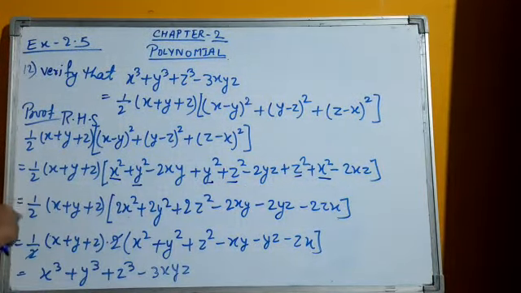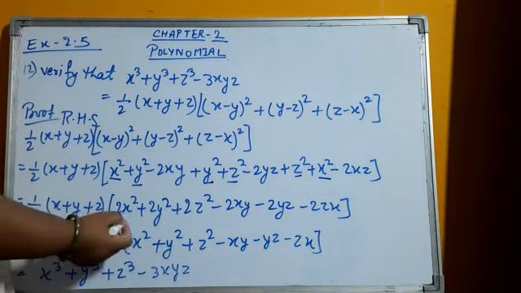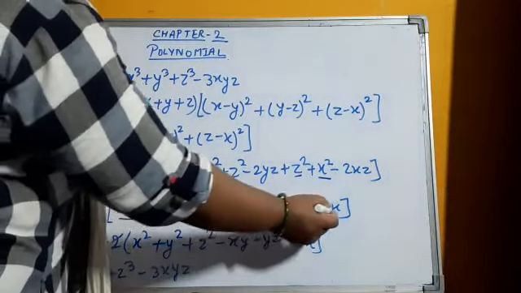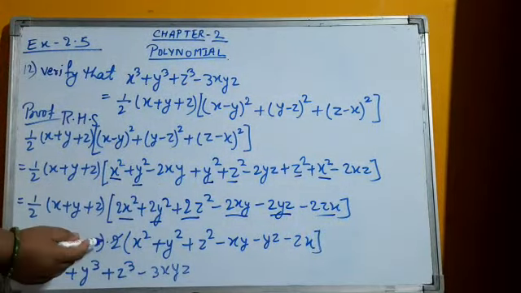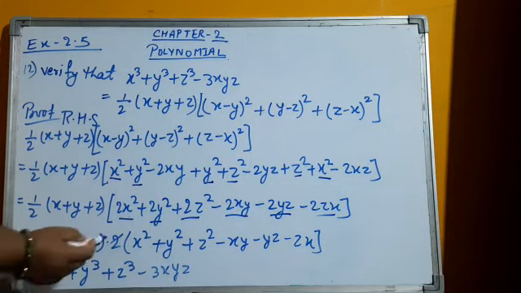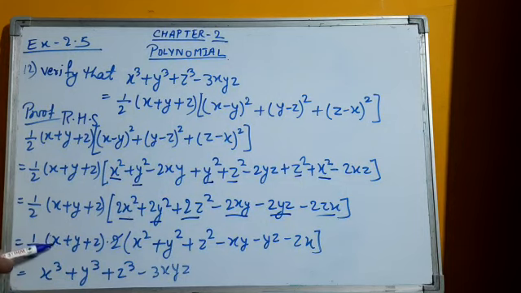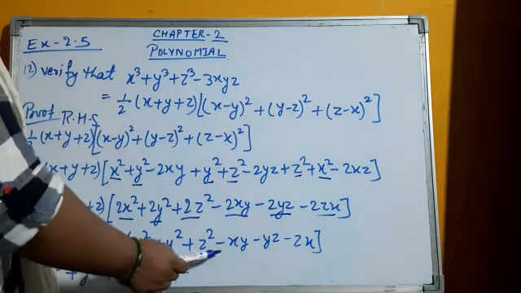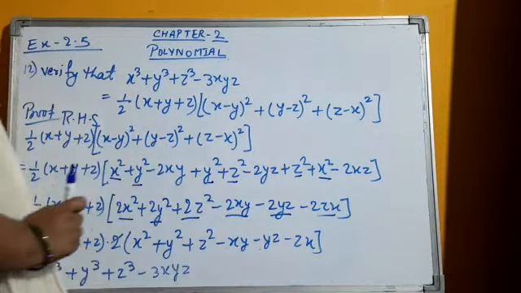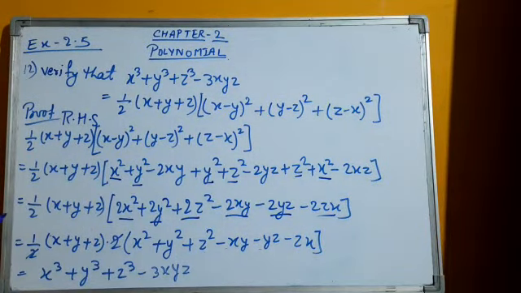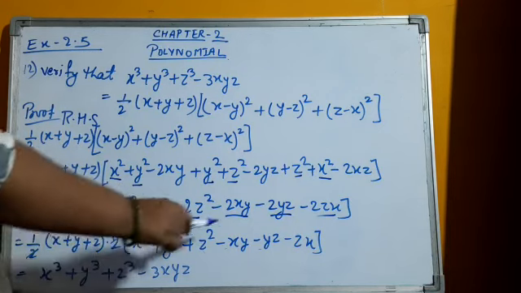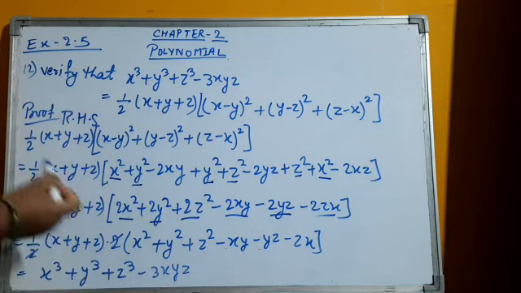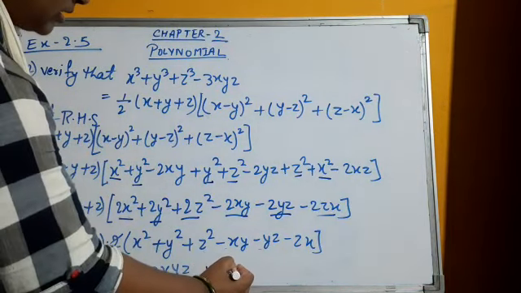This one has no change, half (x plus y plus z). You can see from this every term contains 2, so this 2 can be taken out common. This 2 and this 2 get cancelled. We are left with (x plus y plus z) multiplied by (x square plus y square plus z square minus xy minus yz minus zx). Just now we have seen in algebraic identity 8, this is the formula of x cube plus y cube plus z cube minus 3xyz, which is the left hand side. So hence proved.